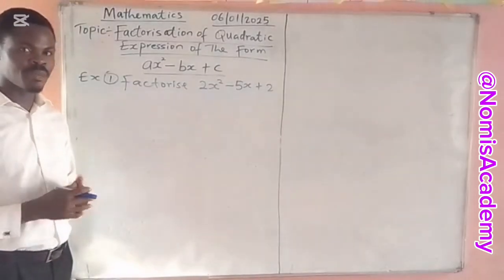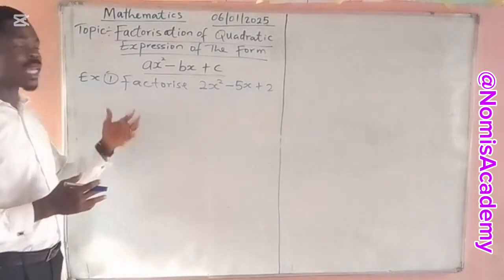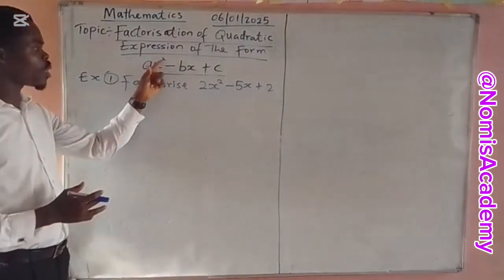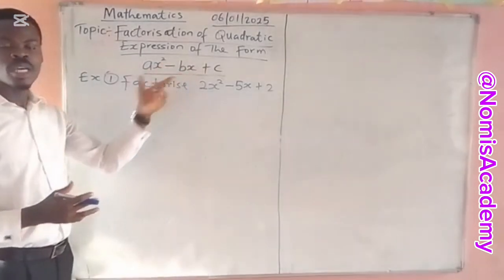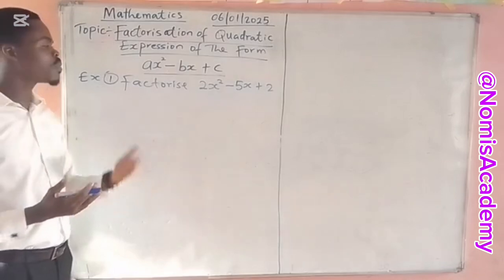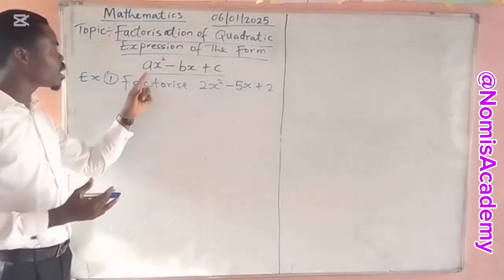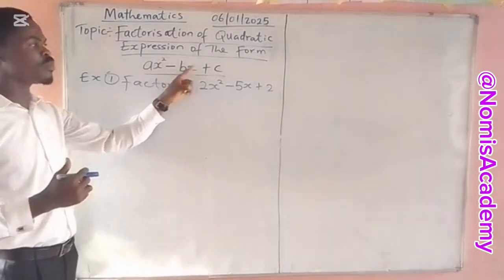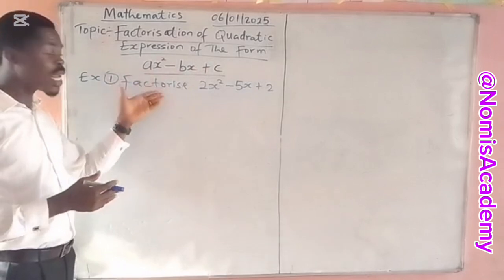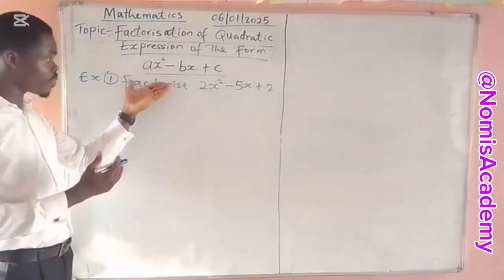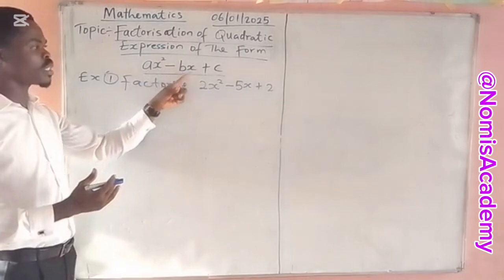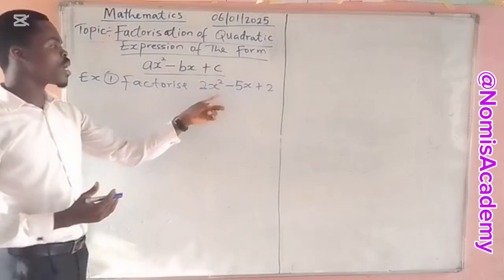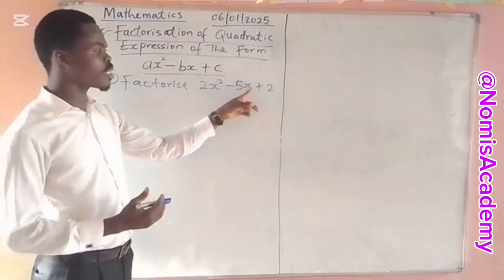Welcome to Nomi's Academy. In this video, we'll be learning how to factorize quadratic expressions of the form ax squared minus bx plus c. In the last video, I explained how to factorize quadratic expressions of the form ax squared plus bx plus c. So in this video, we will learn how to factorize quadratic expressions of the form ax squared minus bx plus c. Now here is an example. Factorize 2x squared minus 5x plus 2.